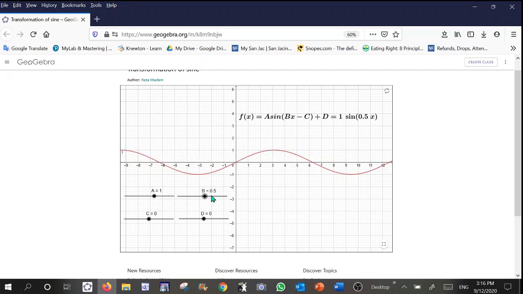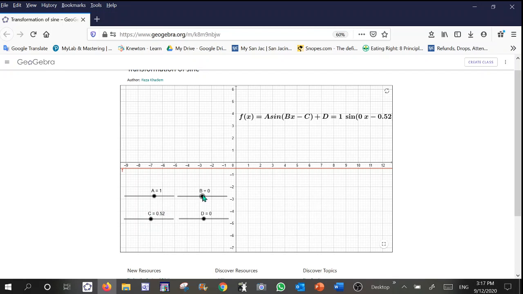And C, you know, in algebra, you learn that if you subtract from x, you move to the right. If you add to x, you move to the left. Same thing is true here too, except you're not subtracting from x, you're subtracting from bx. So in order to understand what you're subtracting from x, you have to divide by b. And if you divide by b, you see you're subtracting c over b from x. So c over b is called the phase shift.